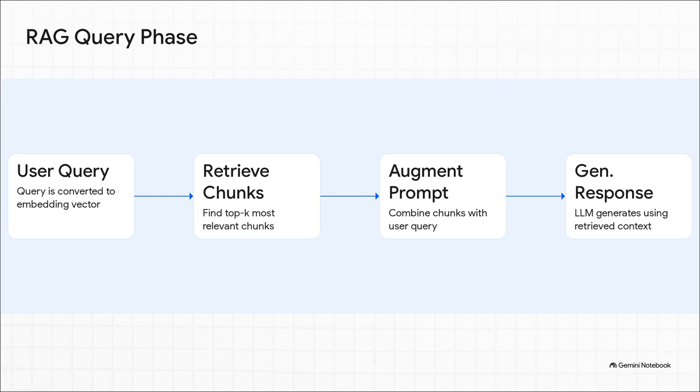Welcome to the query phase. Step 5, a user asks a question, and boom, that question instantly gets converted into its own vector. Step 6, the system searches the vector database to find the top K chunks, basically the closest neighbors in that coordinate space. Step 7, we augment the prompt by smashing those retrieved facts together with the user's original question. Finally, step 8, we hand that whole informed package to the LLM to generate its response.